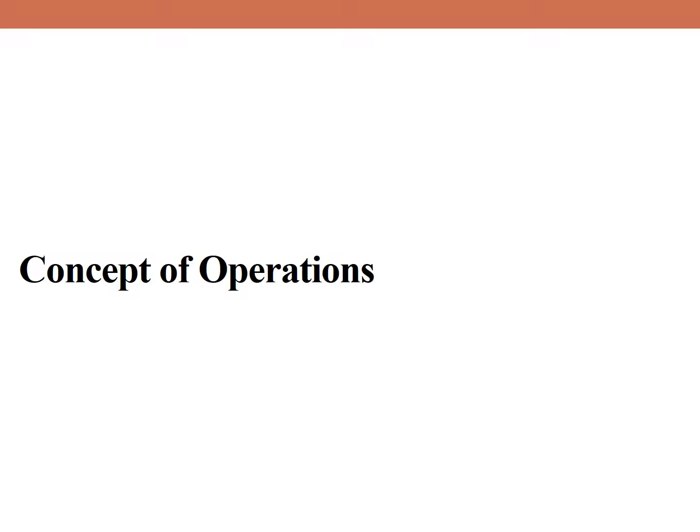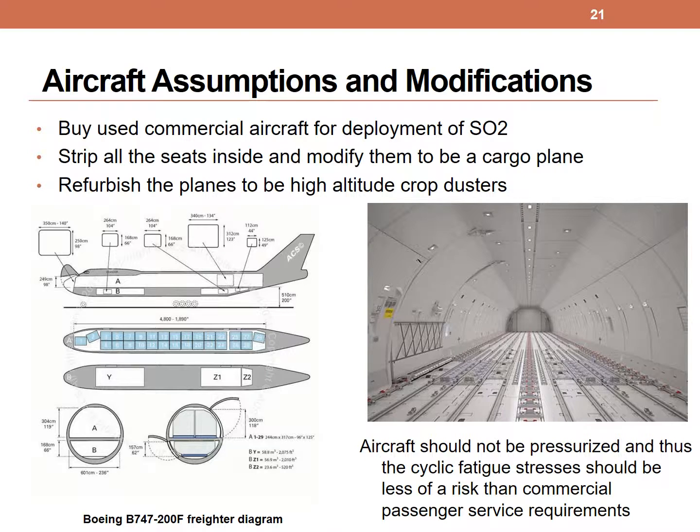Now we will talk about the concept of operations. The concept of operations includes buying used commercial aircraft for deployment of sulfur dioxide. These aircraft will be stripped of all the seats inside and modified to be a cargo plane. They will be refurbished planes to be high-altitude crop dusters. The aircraft will not be pressurized, and thus the cyclical fatigue stresses should be less of a risk than commercial passenger service requirements.